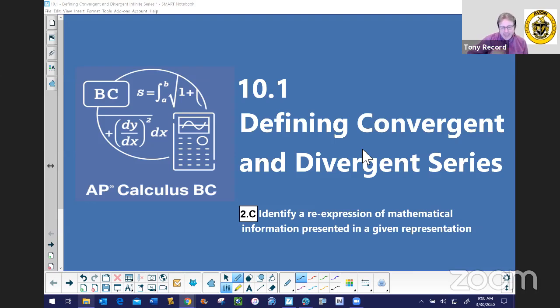So, as you can see, the topic for the session this morning is defining convergent and divergent series, which really serves as the introductory concept to this final unit in the College Board Curriculum Guide, Unit 10. And it's quite possible that some of you may have been exposed to this idea prior to your school's closing, but it's also very likely that this is something that could be completely new to you.